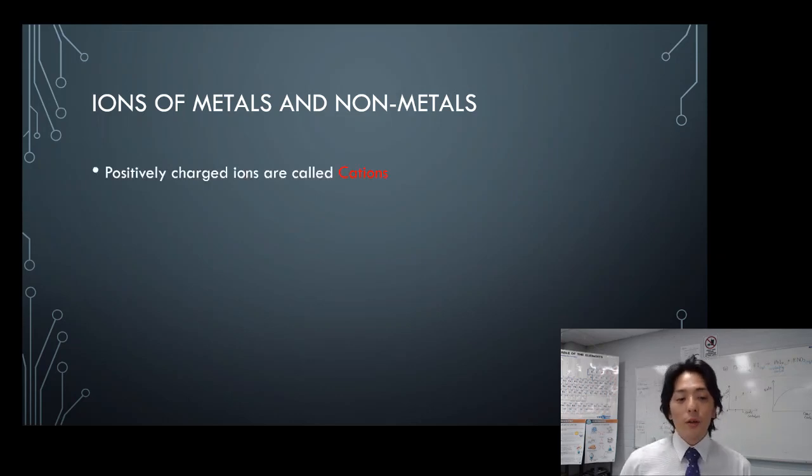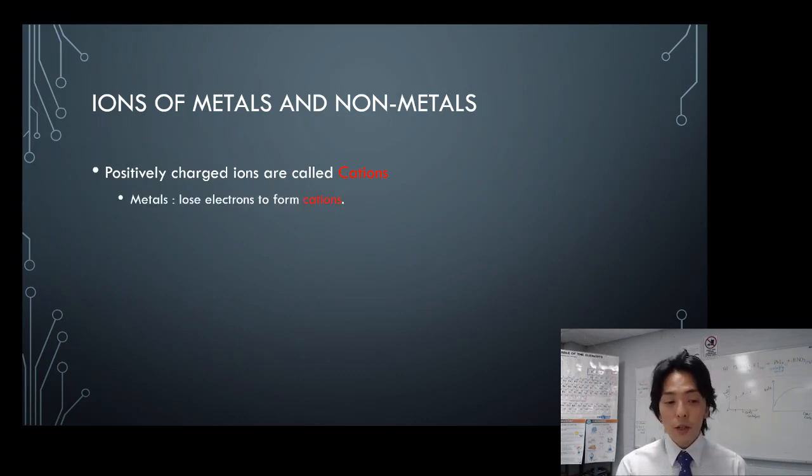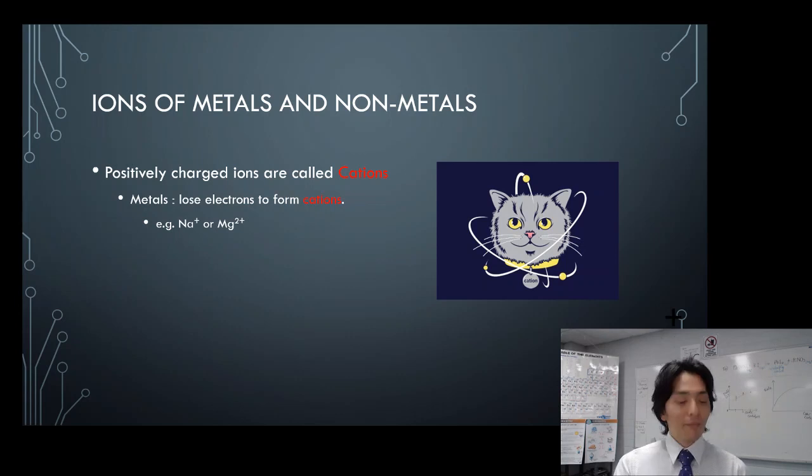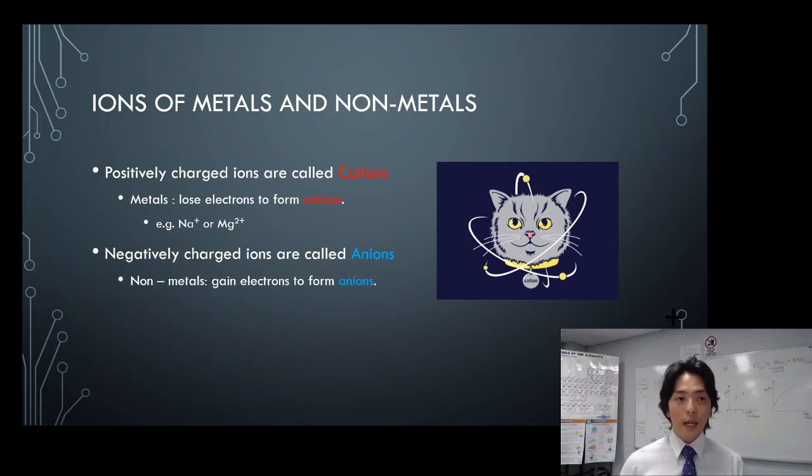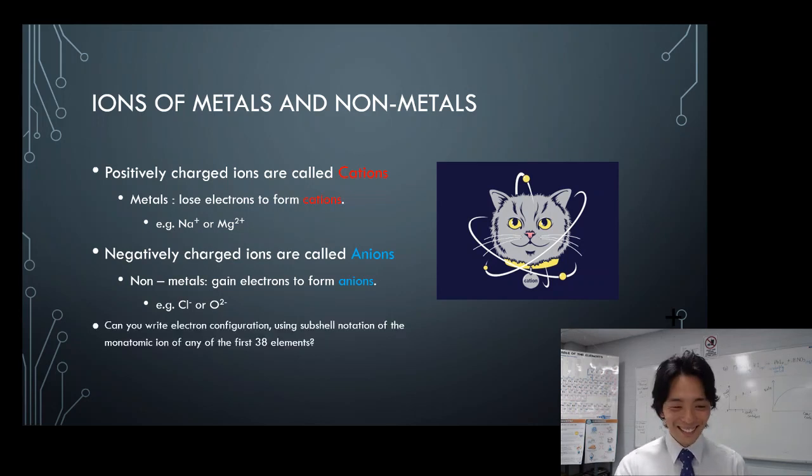All right, ions of metals and non-metals, I think it's been covered as well, but positively charged ions are called cations. So what would make cations? Usually metals, because they want to lose their electrons. Cation. So sodium plus, Na plus, or magnesium ion, which is Mg2 plus, would be an example. Negatively charged ions are, on the other hand, called anions. They are the negatively charged ones, and what gains an electron? Usually non-metals. So non-metals usually form anions, like Cl minus or O2 minus.